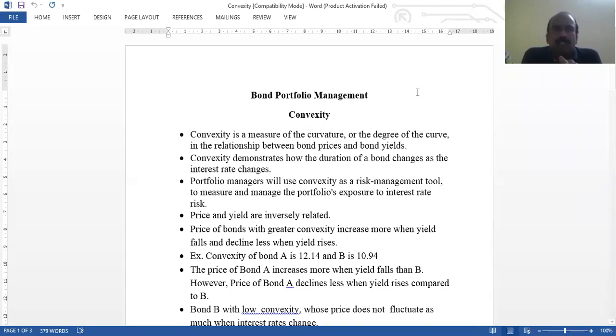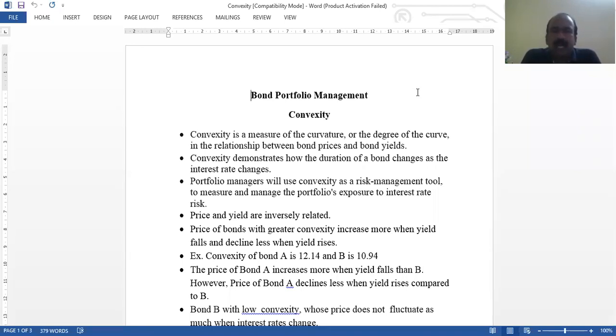Derivative of bonds. Convexity is the second derivative. The first concept in bonds is duration. The second order concept is convexity. Convexity is a measure of the curvature. Curvature means the second derivative, or the degree of the curve, in the relationship between bond price and bond yield.